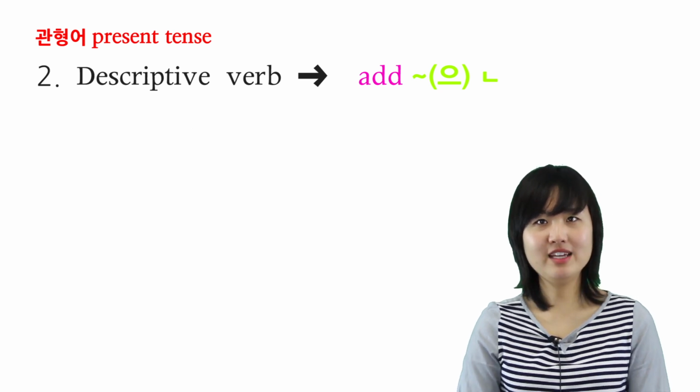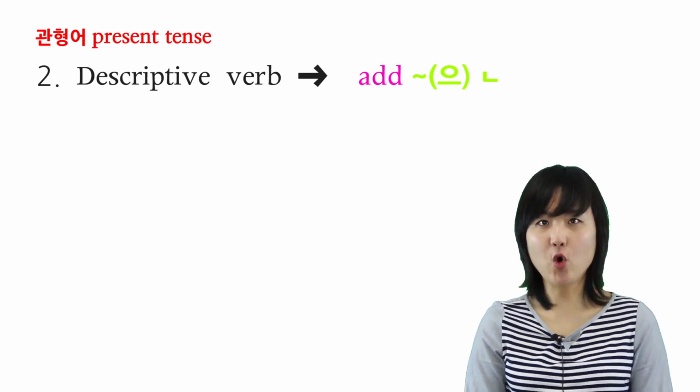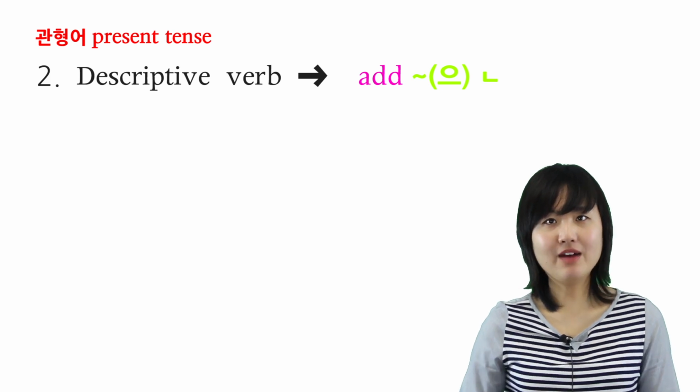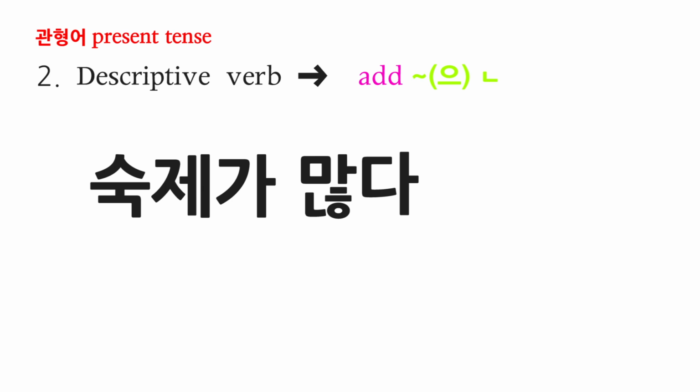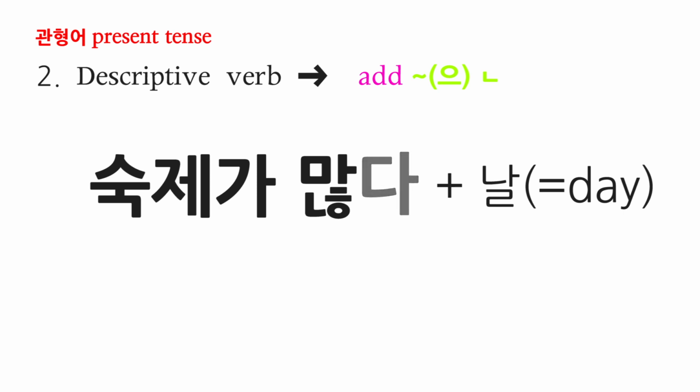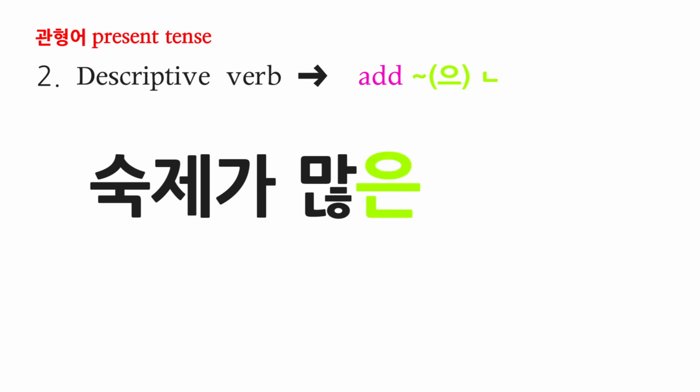What if you want to say the day we have a lot of homework? To have a lot of homework in Korean is 숙제가 많다. 많다 is a verb, and because the verb stem 많 has a final consonant, 은 should be added. Therefore, the phrase the day we have a lot of homework becomes 숙제가 많은 날.